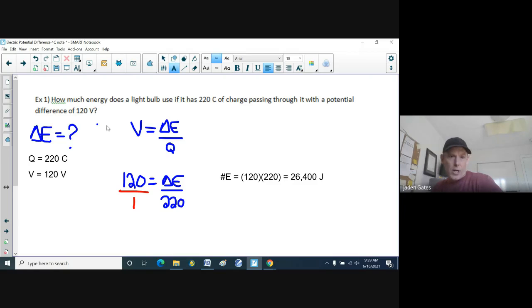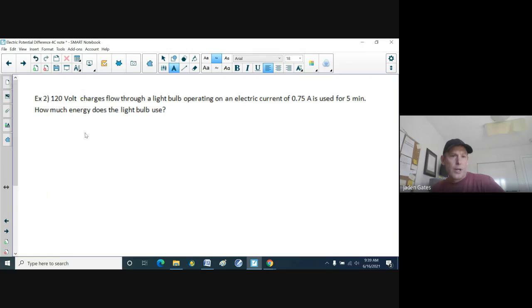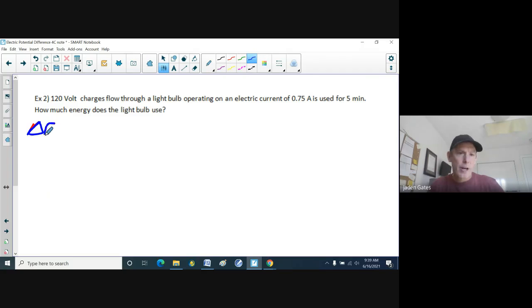All right, so what else we got here? 120 volt charges flow through a light bulb, again operating on an electric current of 0.75 amps, and it's used for 5 minutes. How much energy does the light bulb use? All right, so again, we're trying to find energy here. So I like using blue here. So let's go with delta E. That's what we're trying to find out again, how much energy is passed through.